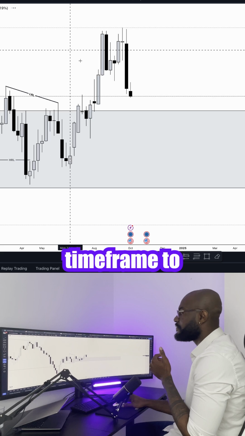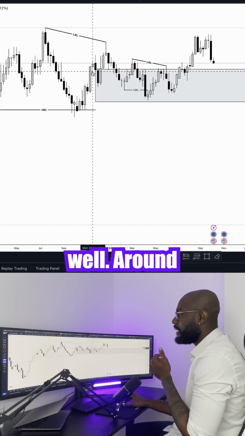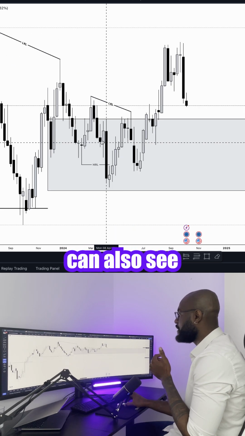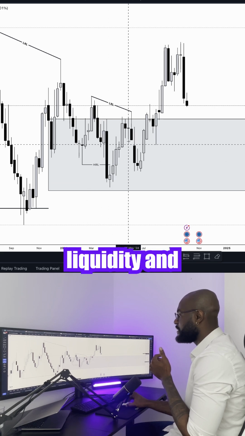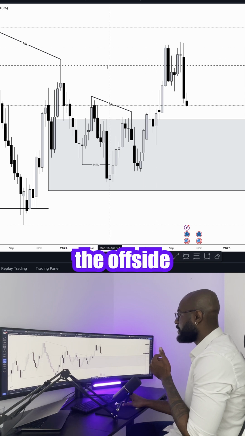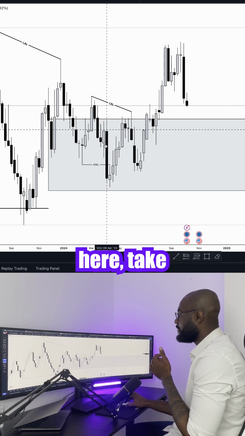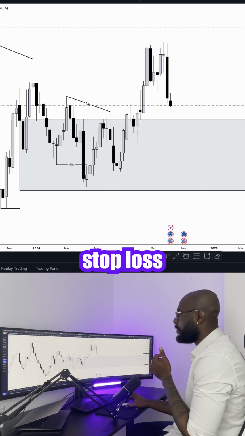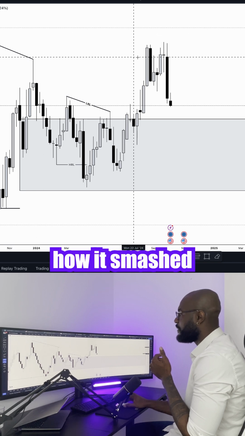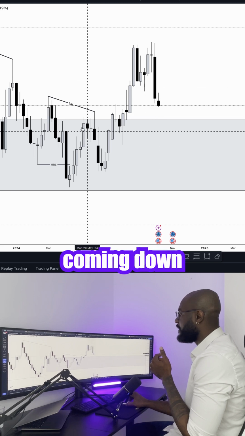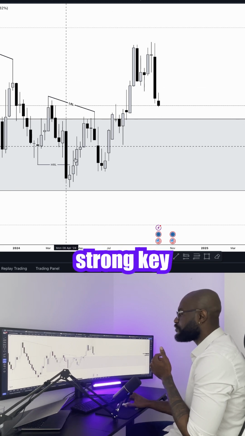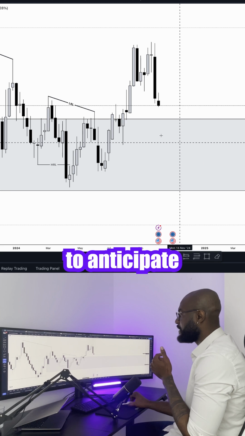So let's go to the weekly time frame to see what this looks like as well. On the weekly time frame, you can also see right here how price came to the downside, took external liquidity, and then rallied to the upside. Here, take profit. Here, stop loss. Here, take profit. Look how we smashed through here as well. And now we're coming down here. Potentially this is a strong key level for me to anticipate price to mitigate.